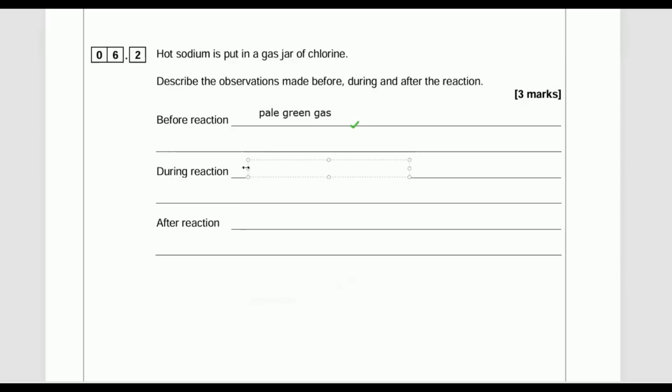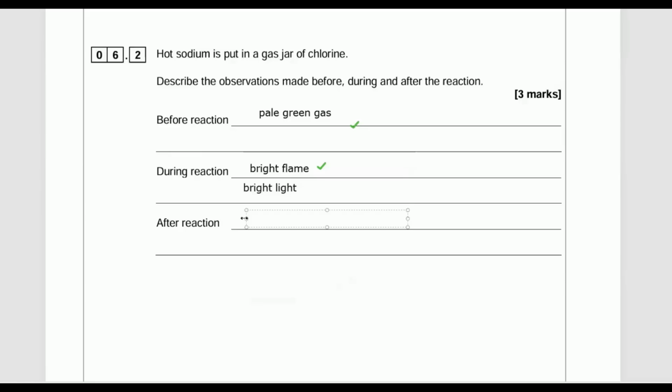During the reaction, chlorine and sodium react quite violently. It's very exothermic. You're going to get a lot of heat. So I'm going to say bright flame. So you're going to see a flame, lots of light, bright light, covering all my bases there. Sodium generally burns with a yellow flame, but there we go. You're going to get a bright flame.